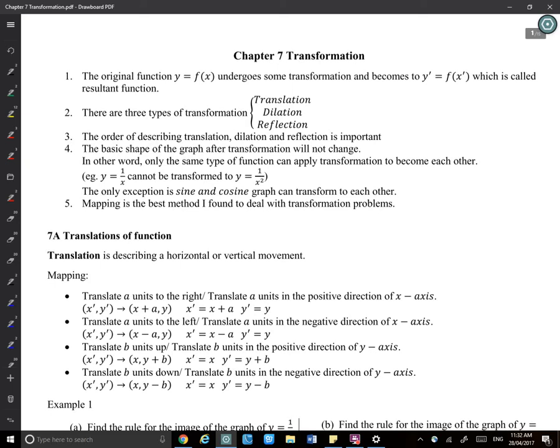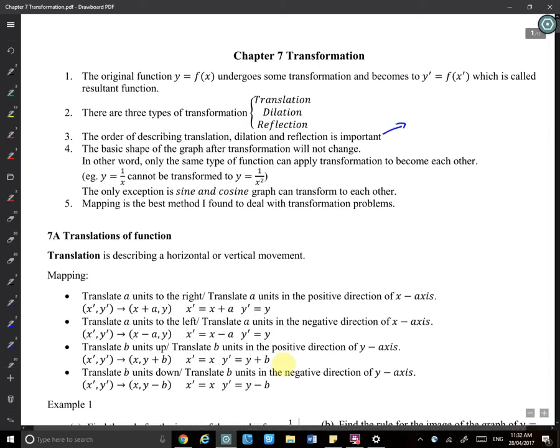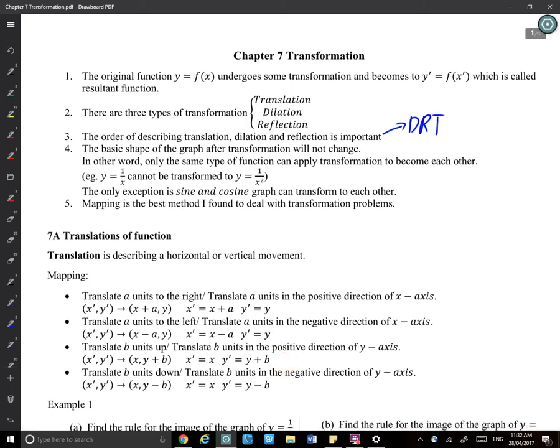There are three types of transformation. I think you must have heard about that before. Translation, dilation, and reflection. That's the only three transformation methods we use for linear transformation. The order of describing the translation, dilation, and reflection is very important. So we follow a DRT rule: dilation, reflection, and translation. We always follow this rule.